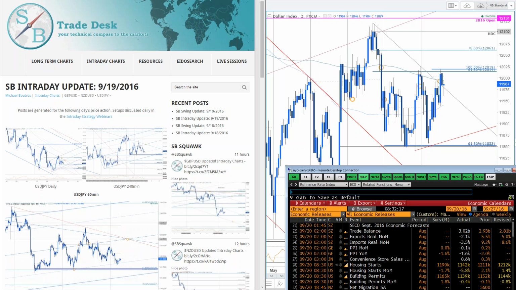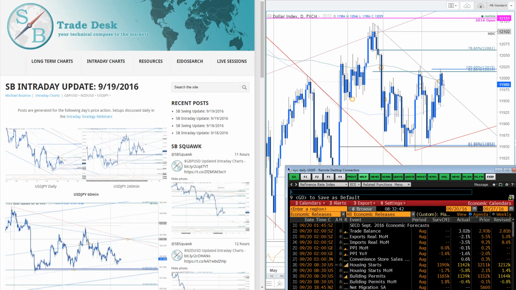Okay, you've got the BOJ on tap later tonight. Kuroda is expected to speak at 2:30 a.m. here in New York, so plan accordingly. We should be getting the policy release sometime before that. The Bank of Japan does not dictate a specific time for the release, but we do know that usually it comes out before his comments, which are scheduled for 2:30.